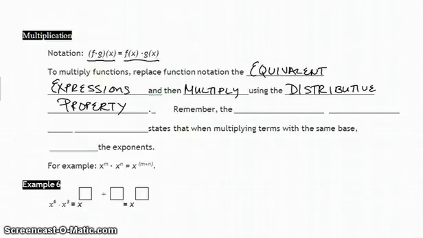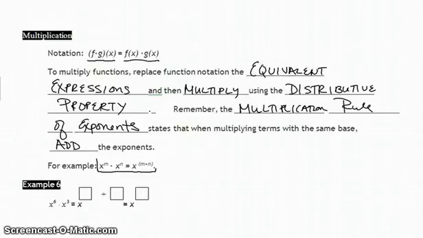There's something else I also want to remind you of, and that is the multiplication rule of exponents. That states that when you multiply terms with the same base, we simply add the exponents to get the product. The generalized rule is written here: x to the m times x to the n. Notice that my base of x is the same in both terms, equals x to the m plus n.